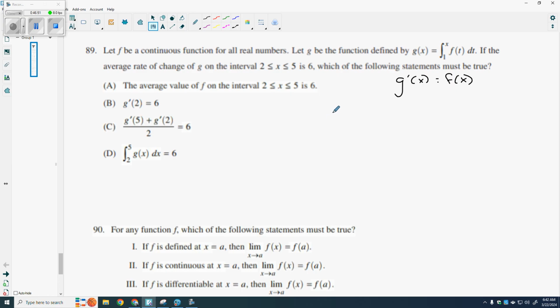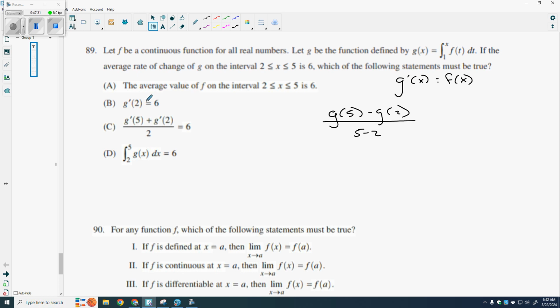The average rate of change of G is G of 6 minus G of 5, or G of 5 minus G of 2 over 5 minus 2. Okay, this one's very notational, so try to focus, but obviously you're focused.